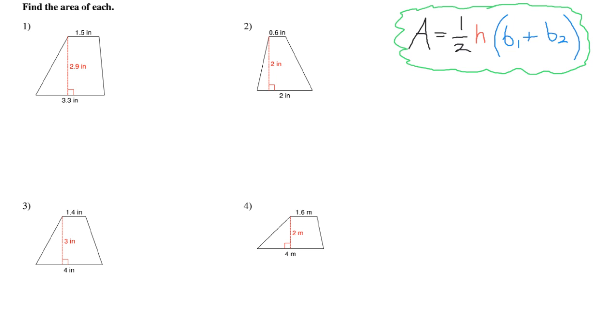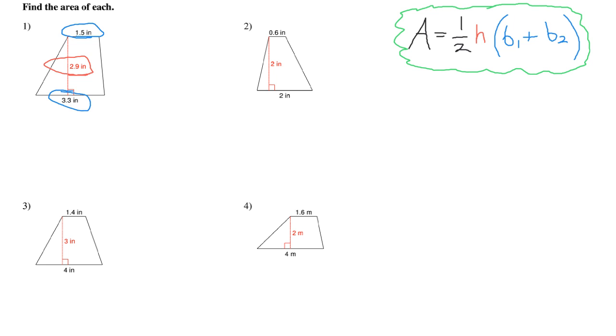Let's look at how this looks with the first problem here. So the first thing I'm going to circle is the height. That's pretty easy to identify. That's that 2.9 inches that represents the distance from the top base to the bottom base. The second thing we need to identify are the two bases. So we've got 1.5 inches and 3.3 inches.